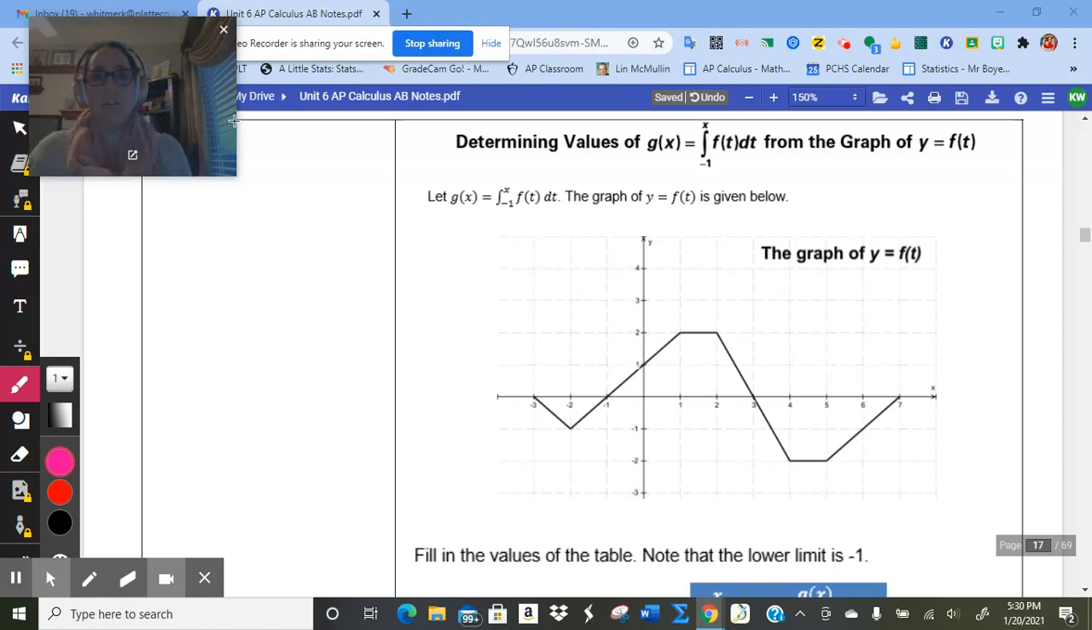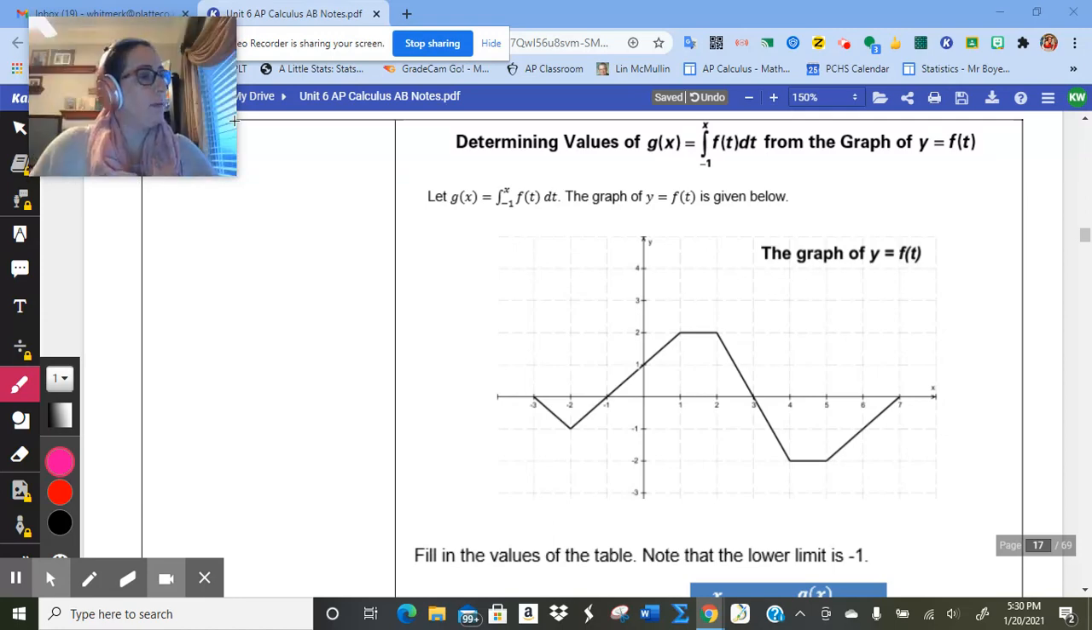Okay, so here we go. This is the graph right here of f of t. And what I'm going to do is define g of x as the integral from -1 up to x of f of t. And here's f of t. So for instance, if I went from -1 to 0 right here, then I would be looking at this area, because an integral is asking for area.